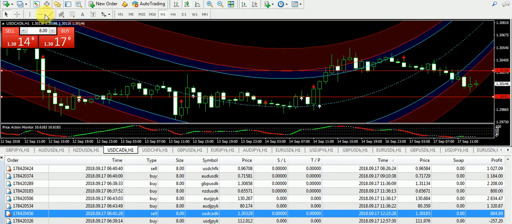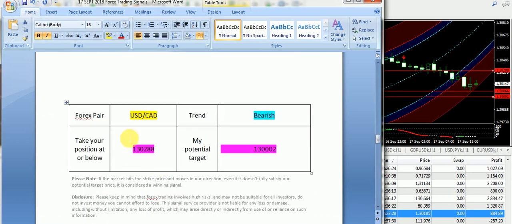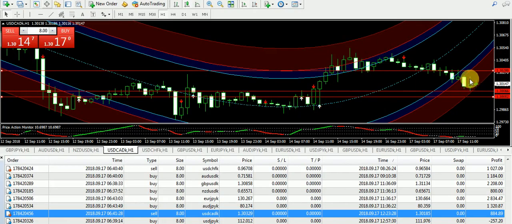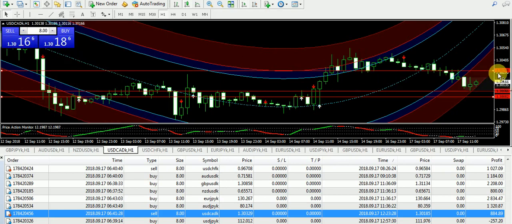Now let's talk about the drop that is seen today on USD Canadian dollar, and I'm going to take you towards the signal. I have supplied the bearish signal for USD Canadian dollar from 1.30288. However, the target price 1.30002 is not met, because if you look here, the market is making a recovery. However, you can see that if we calculate the number of pips, 288 minus 66, then we have got 222 pips by just trading USD Canadian dollar in a bearish way.